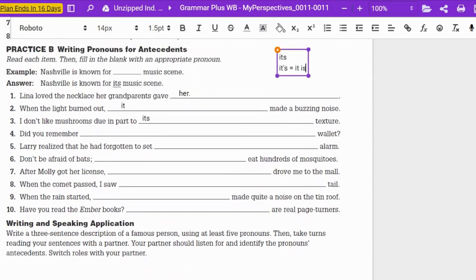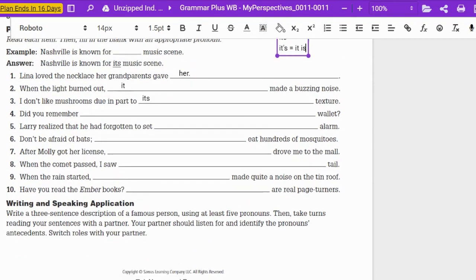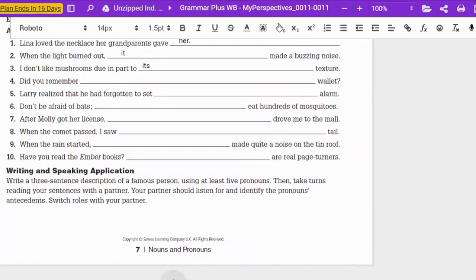When you're finished with practice B, you can go ahead and move on to the exit ticket. Write a 3-sentence description for a famous person using at least 5 pronouns. So you're going to find a famous person, maybe somebody that you admire. You can do a little research if you like.